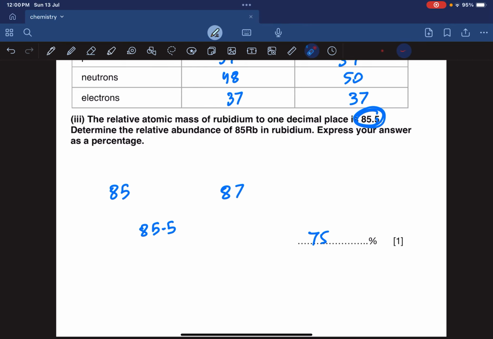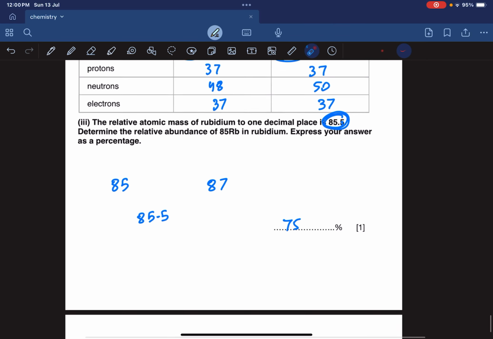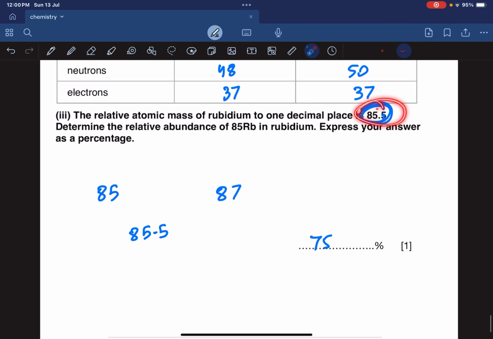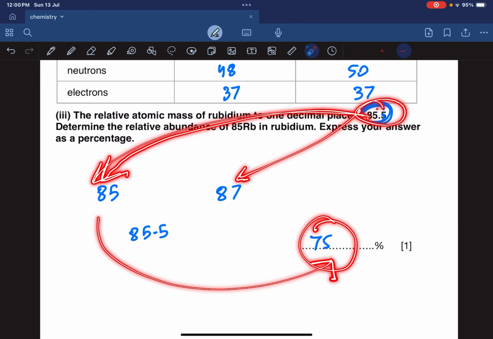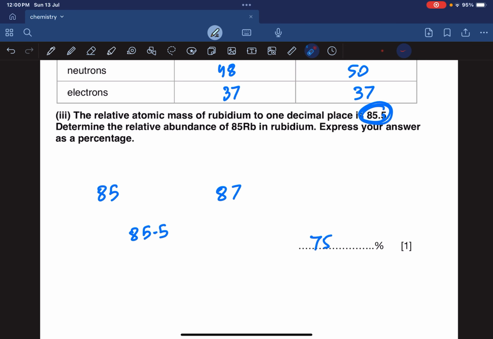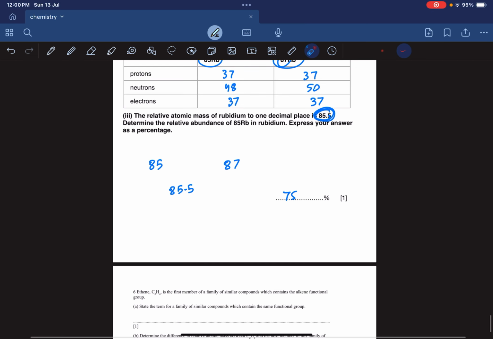I know you guys don't get it with me, but let's leave it over here. You just have to understand one thing, that because this answer is more near 85 than 87, the abundance is going to be more of 85. 85 is going to be 75% in abundance. If your maths is good, you can just do it mentally easily. I just don't do any working over here because I did it mentally.